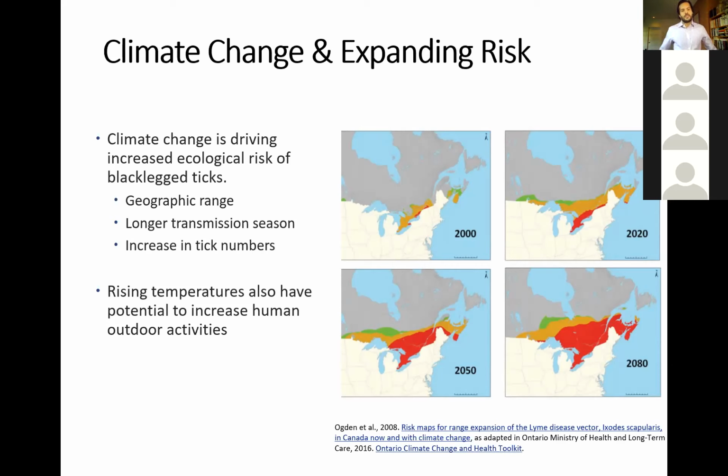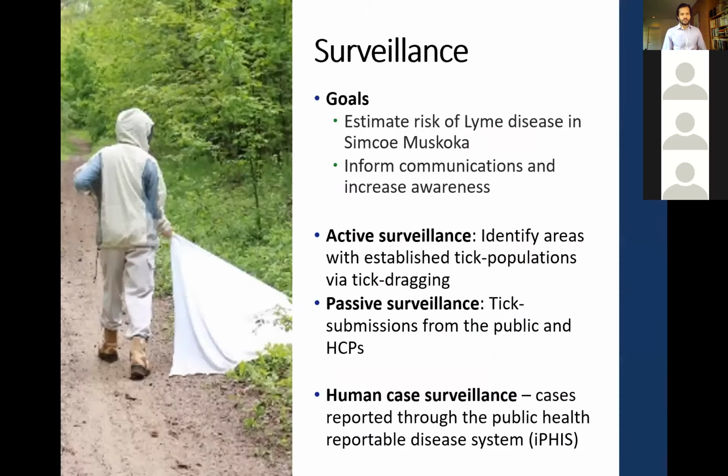If you look at the figure to the right, you have a modeling map that shows areas where black-legged ticks are known to be endemic. And long story short, you can see that the red area, which is representative of high endemicity, really will expand significantly over the course of the century. Climate change not only affects tick habitats, it also affects humans. And when temperatures are more favorable, humans are more likely to go outside, enjoy the outdoors in potential tick habitats.